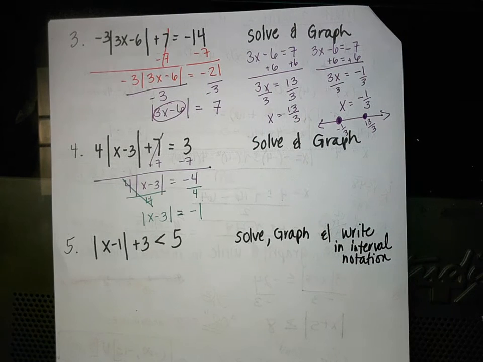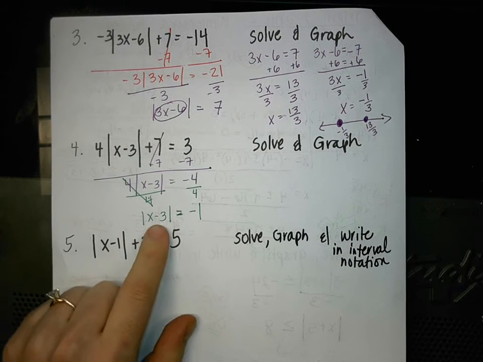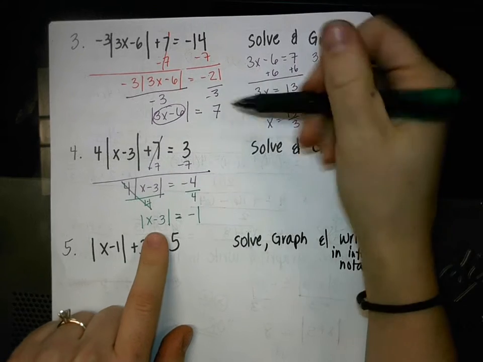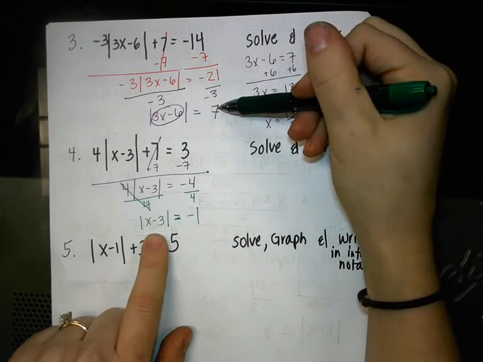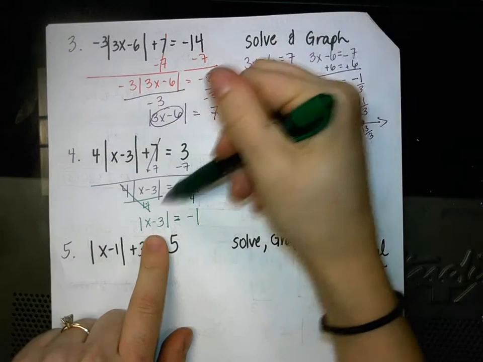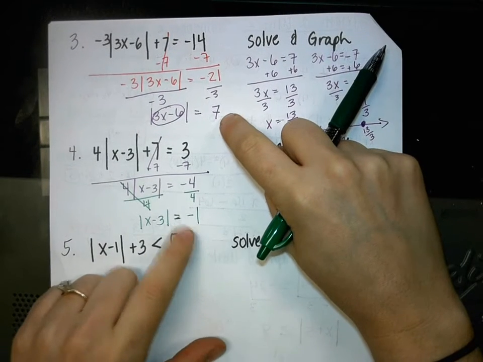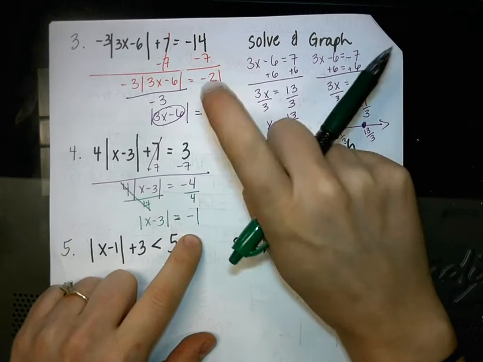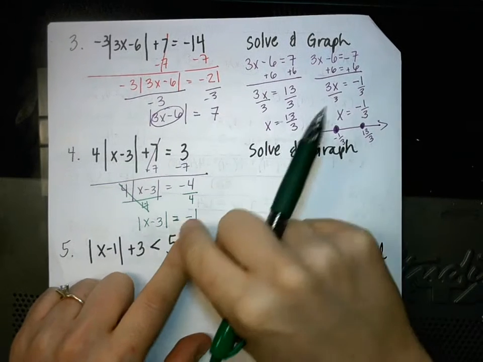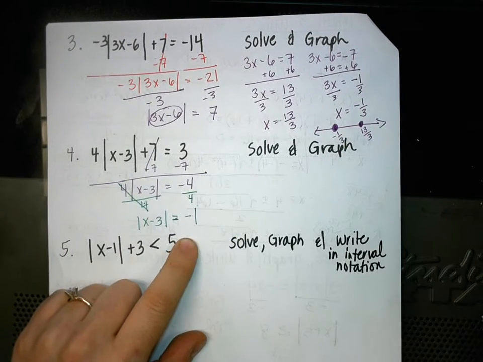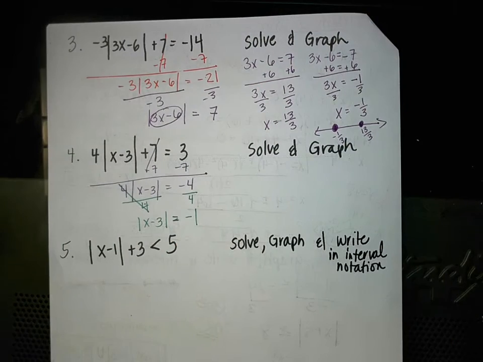Okay, now I need to analyze this. I forgot to analyze number 3. When you isolate your absolute value, you want to look at that number on the right-hand side. If it's a negative, it's a special case. If it's not a negative, it's not a special case. So, on this problem, I have a special case.